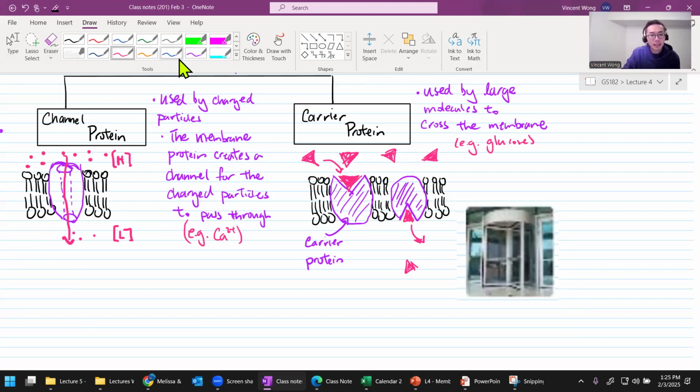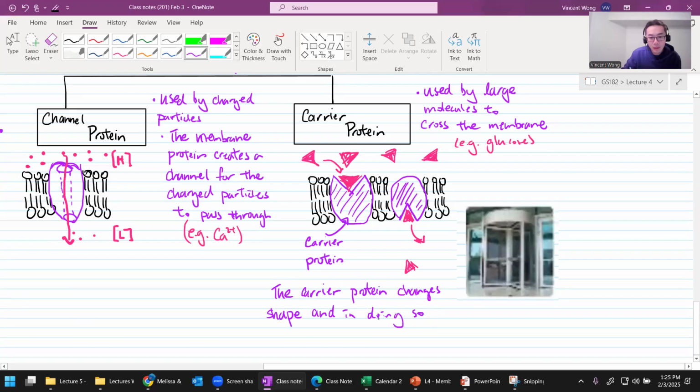Okay? I'll write it down for you over here. The carrier protein changes shape, and in doing so, it's called translocation. Okay, translocate. It's just a fancy word for move. Translocate the molecule across the membrane.